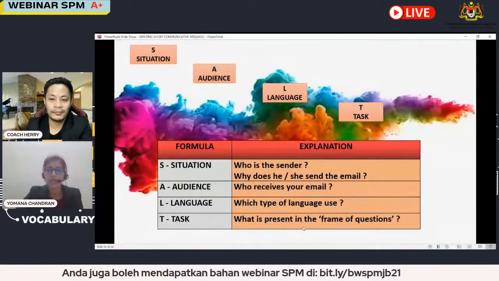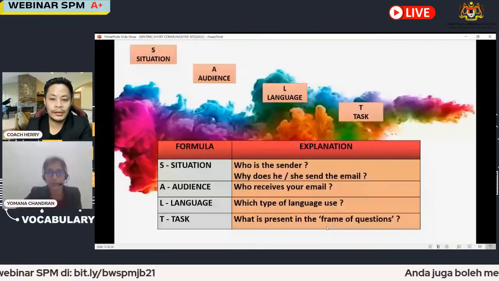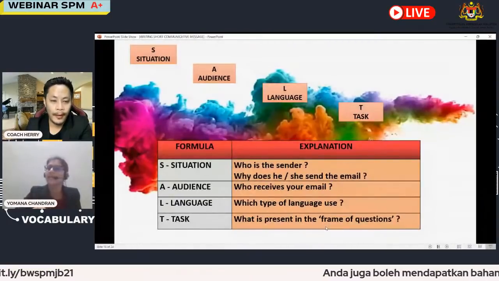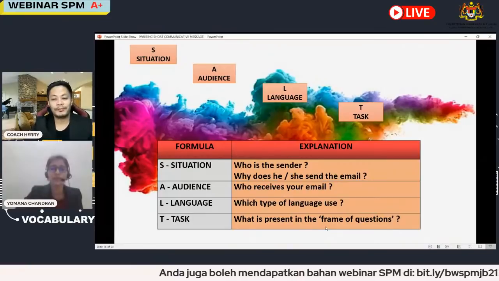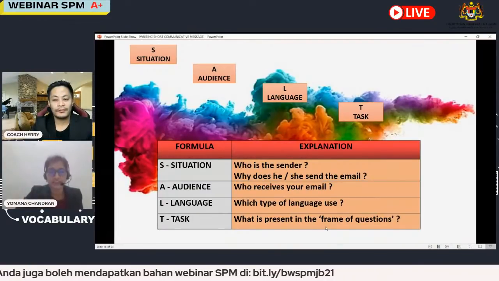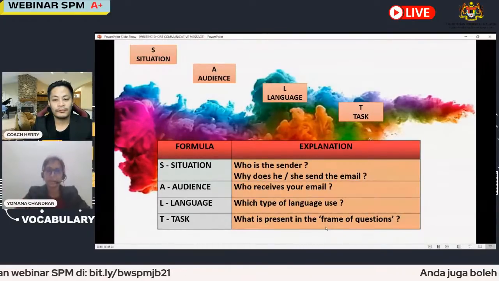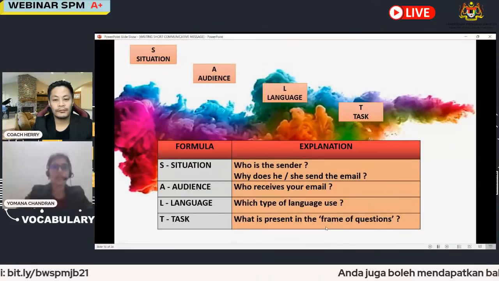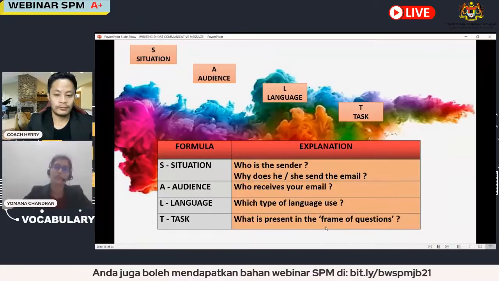Over here, we are looking at the frame of questions. I hope the candidates have not forgotten what is frame of questions, the one that I had highlighted in the question just now. So the task is for you to look at the frame and answer those questions in the frame. So this is how we apply the formula called SALT when we read the question. So we list out the formula, and as we read the question, we fill in the information.